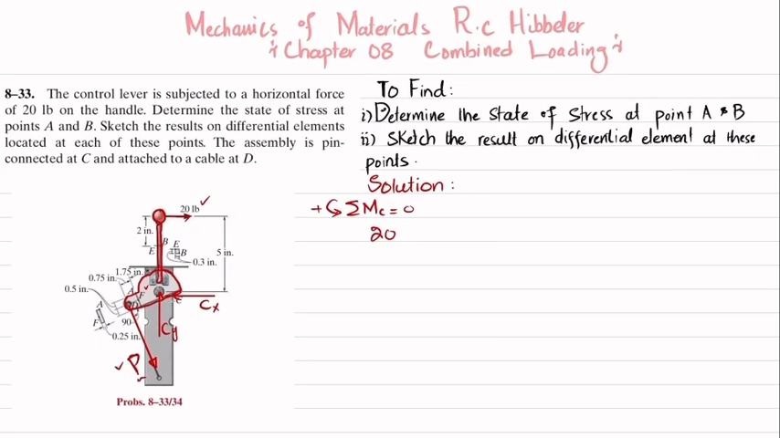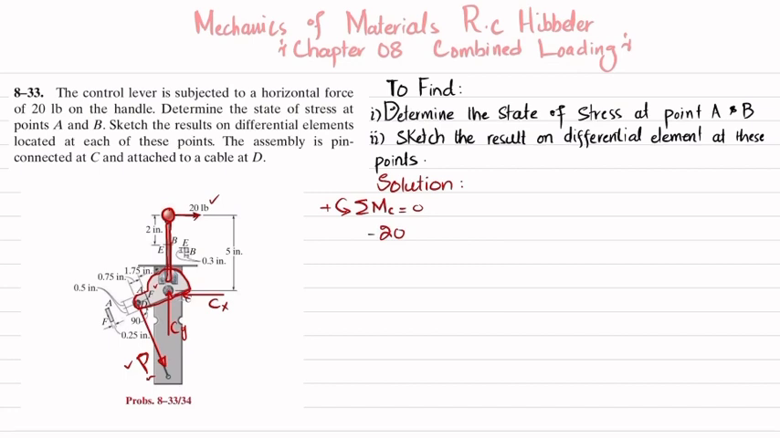So minus 20 into 5. The second moment is produced due to this force P, and the perpendicular distance is, you can see, 0.5 plus 1.75, which is 2.50. This is producing a counterclockwise moment, so it will be positive. So I will write plus P into 2.50 equal to 0. So 2.50 into P is equal to 100, and you will get P equal to 40 pounds.